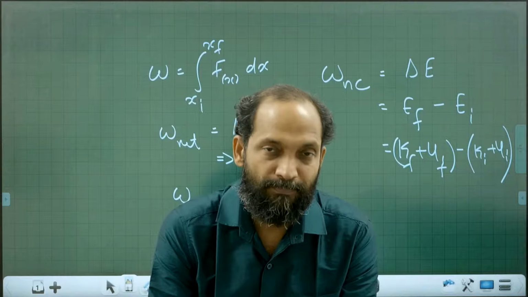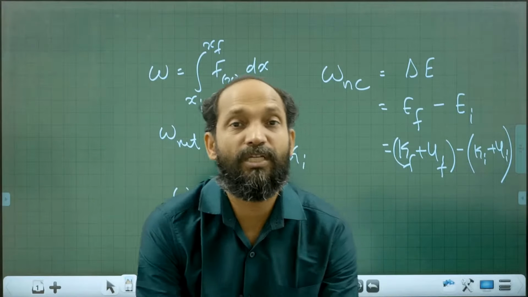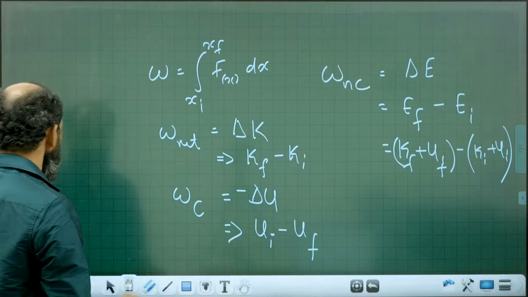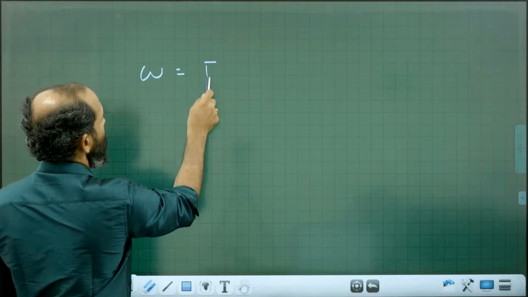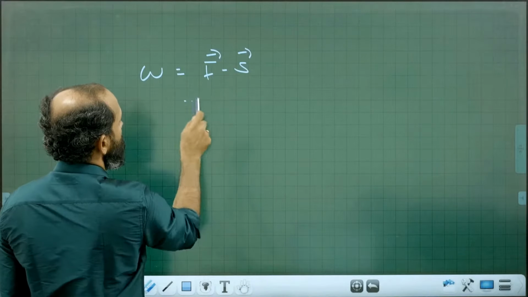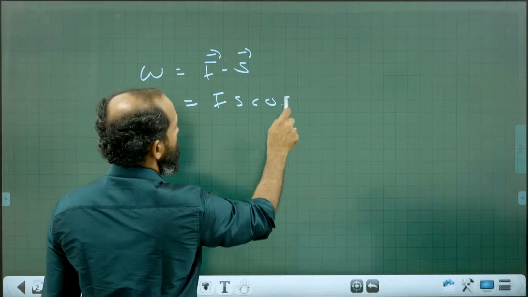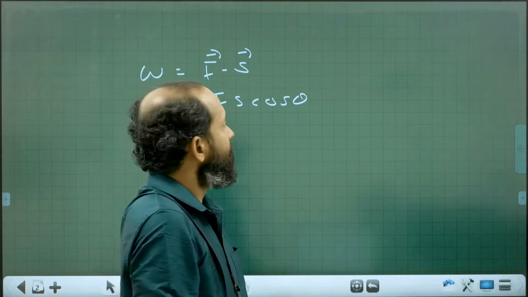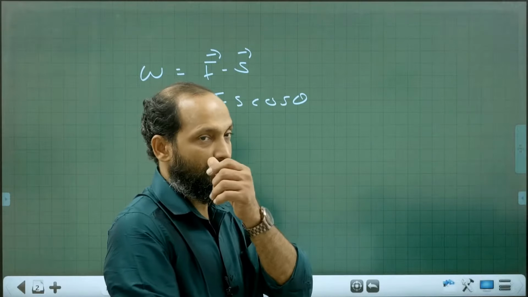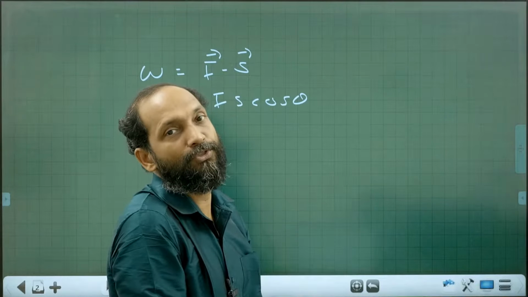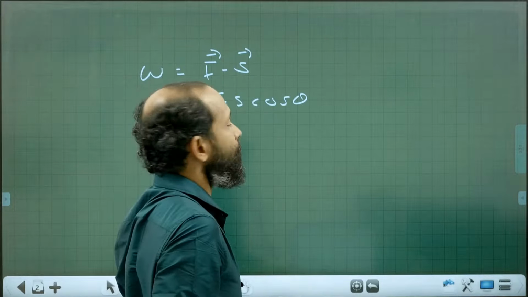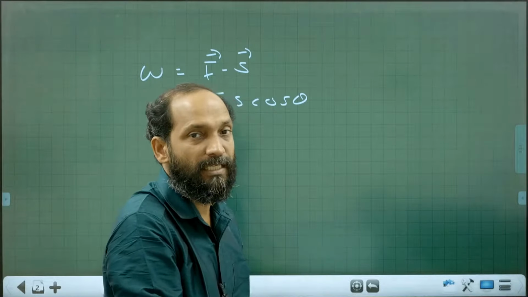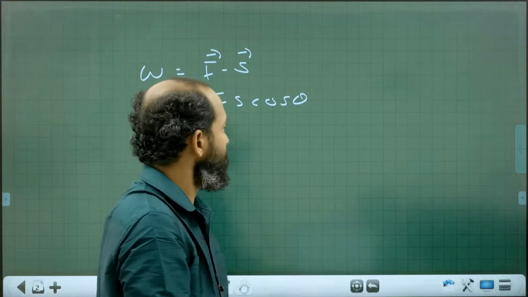So repeating, work done is the dot product of force and displacement, that is W equals Fs cos theta. Theta 90, work is 0. Theta 270, work is 0. Whatever angle where force is perpendicular to displacement, work is 0. Theta obtuse, work is negative. Theta acute, work is positive.